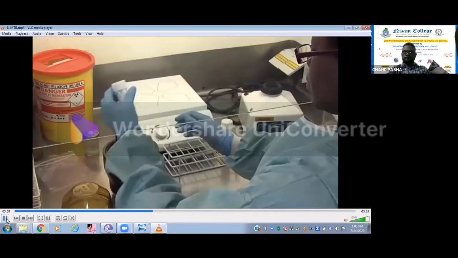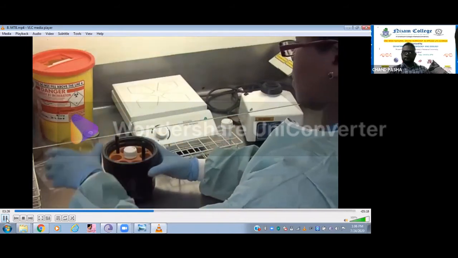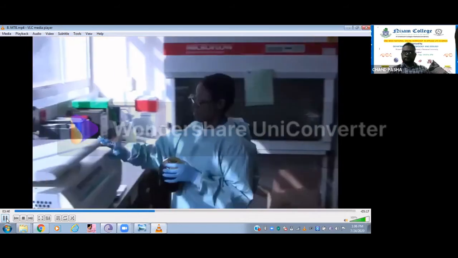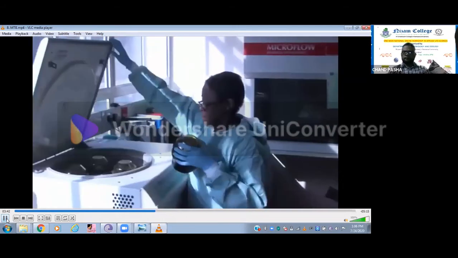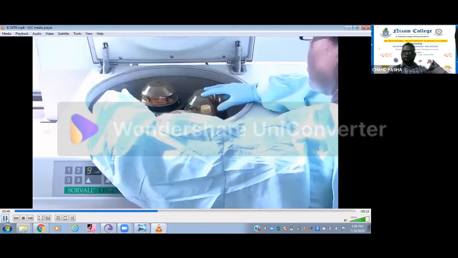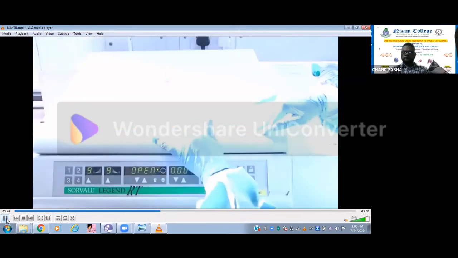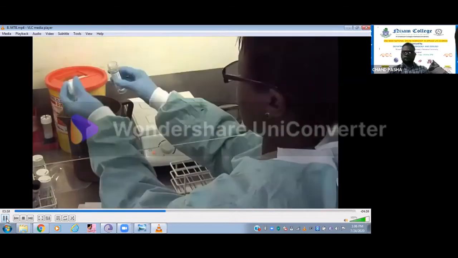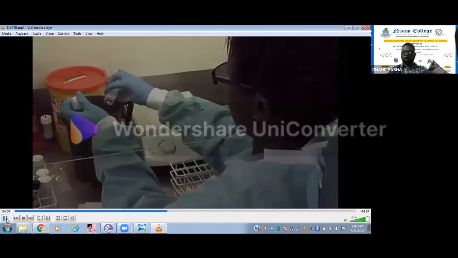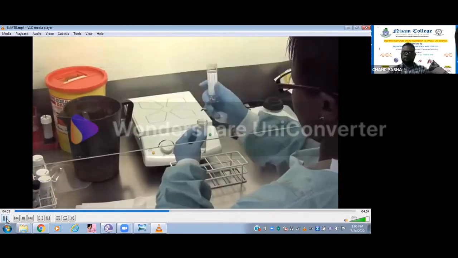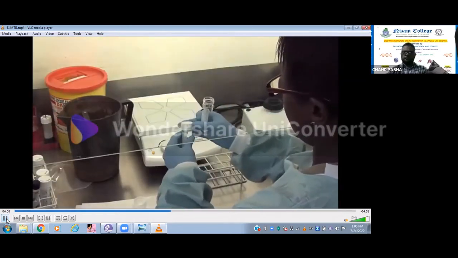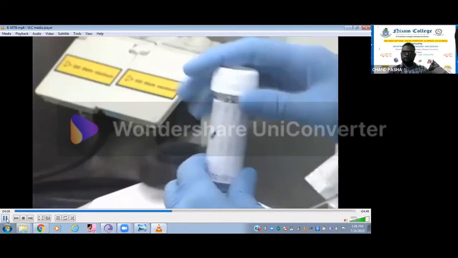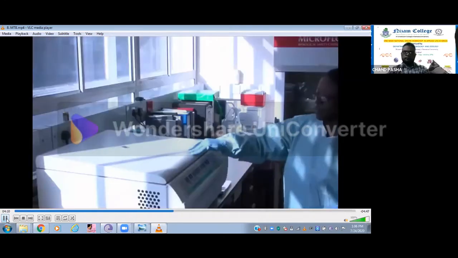After this time, the sputum and sodium hydroxide mixture is centrifuged at 3000 G for 15 minutes. This is 3,730 revolutions per minute. After centrifugation, the supernatant is decanted and the concentrated deposit is resuspended in phosphate buffer to neutralize the sodium hydroxide, and it is vortexed and re-centrifuged.